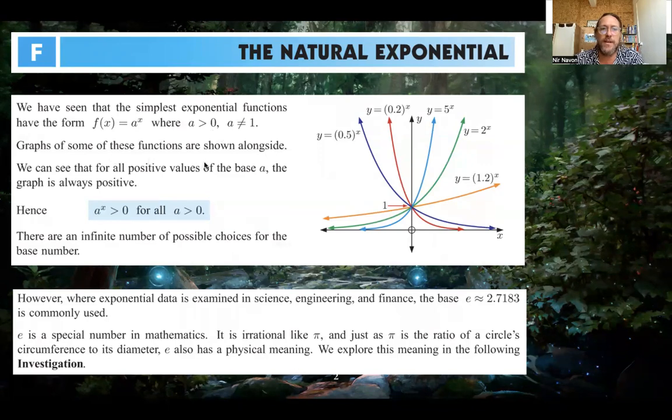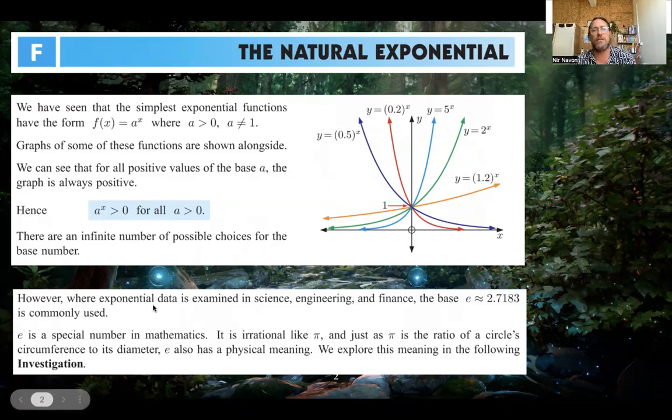Graphs of some of these functions are shown alongside. This is where a is greater than 1. This is when it's a fraction less than 1. We can see that for all positive values of the base a, the graph is always positive, because a positive number to the power of x will always be positive. There are an infinite number of possible choices for the base number, the a.